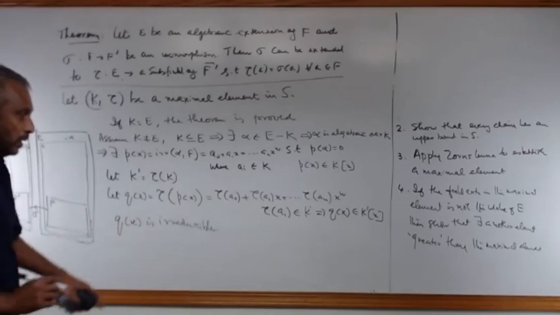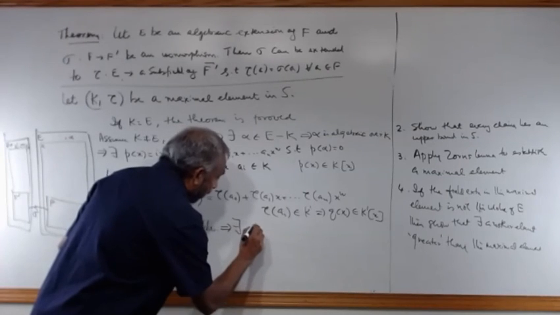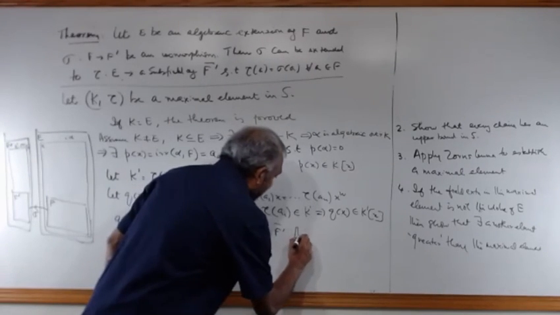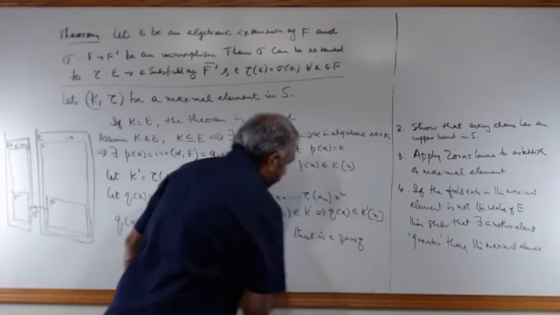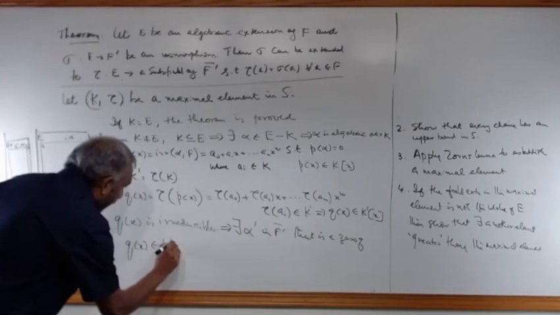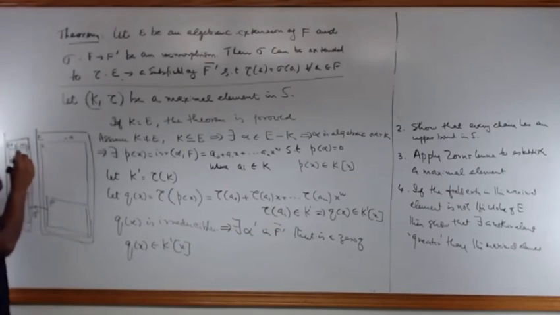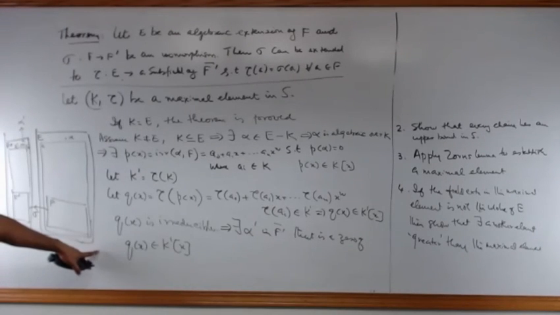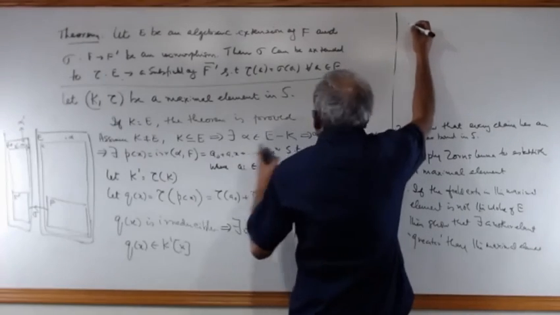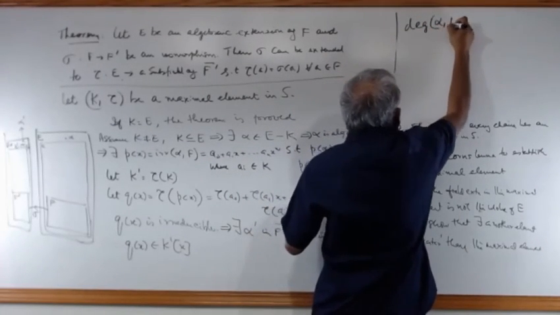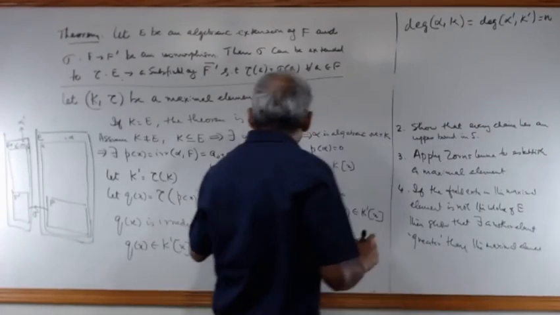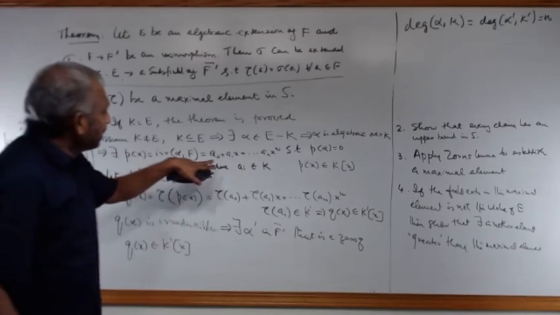So q of x is irreducible, and that implies there exists an alpha prime in F prime closure that is a root of q of x in k prime of x. So that means for each alpha in E minus k, there is an alpha prime here. And the beauty of this one is degree of alpha over k is equal to degree of alpha prime over k prime, and that is equal to n. And it's because this is the irreducible polynomial.